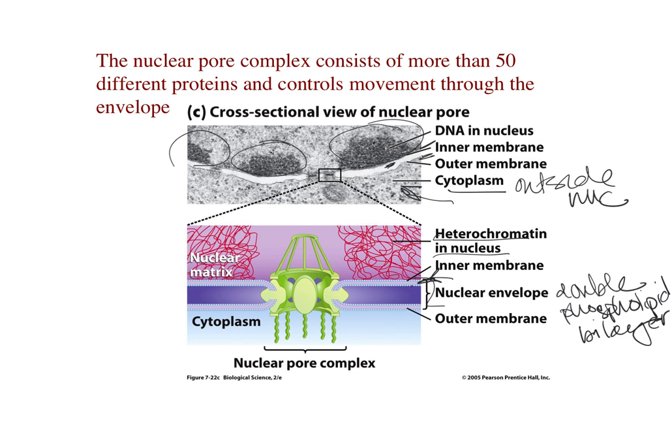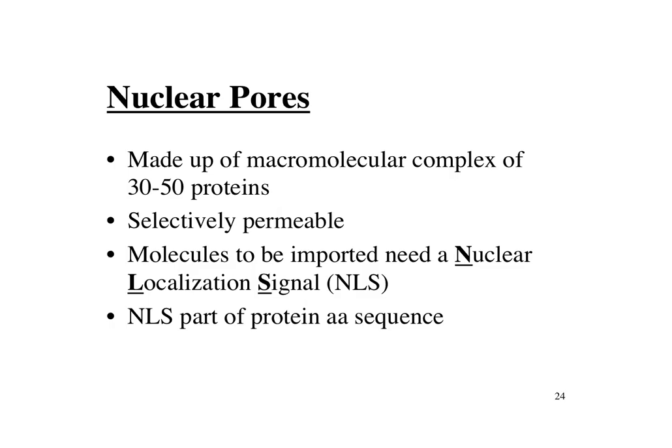Bilayer. Inner membrane, outer is always towards the cytoplasm, inner towards the nucleus, right? Outside, inside. And then there's this pore complex that lets stuff in and out. Let's look at it, shall we? Yes, we shall. Ooh! A macromolecular complex made of 30 to 50 proteins. It's a big, complicated mess. We're not going to memorize any of those proteins. Maybe in cell bio 380, who knows?